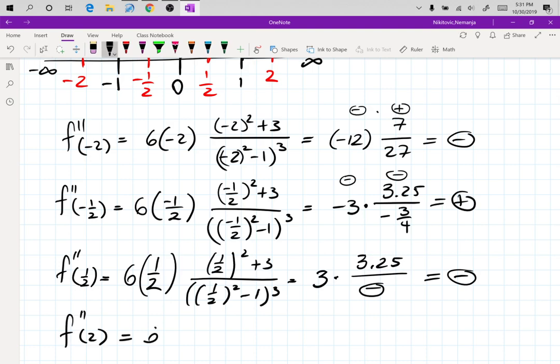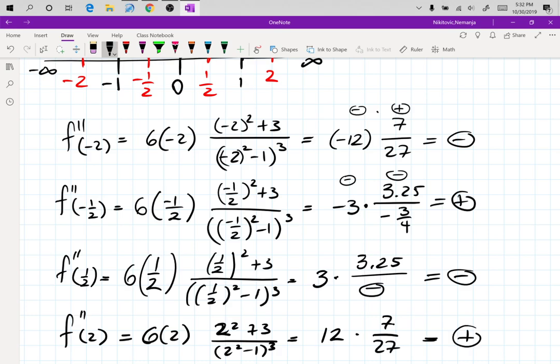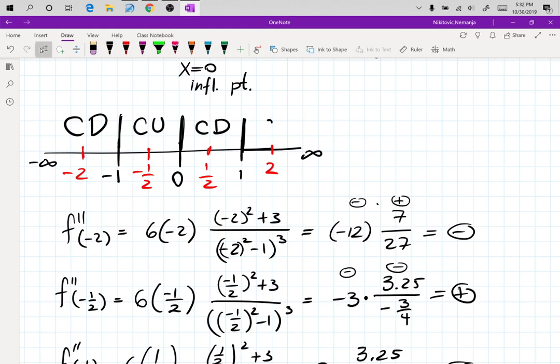So we have 6 times 2, then we have 2 squared plus 3, divided by 2 squared minus 1 cubed. That's 12 times 7 divided by 27. That's all positive, so we have concave up.